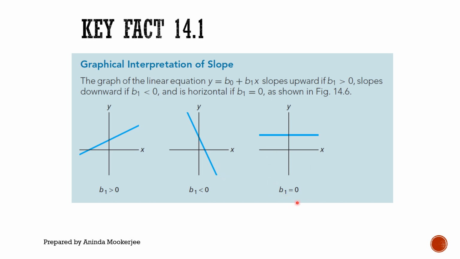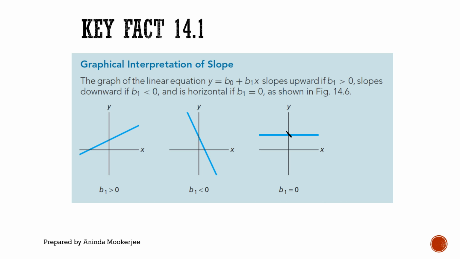However, let's look at the line which is horizontal. All right, what happens to the horizontal line? A horizontal line will always have a slope equal to 0. And what that means is no matter what value x is, the y value will be a constant value. It will not change.